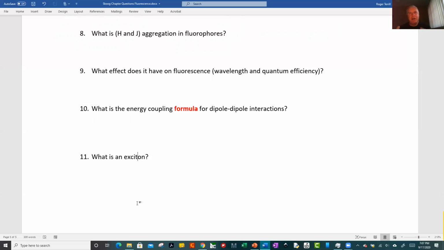So if you have, as opposed to an isolated fluorophore, an array of fluorophores, and one of them absorbs a photon and becomes excited, it can actually transfer that excited state energy to molecules nearby. I don't understand that. That's kind of strange to me, but it happens, right?